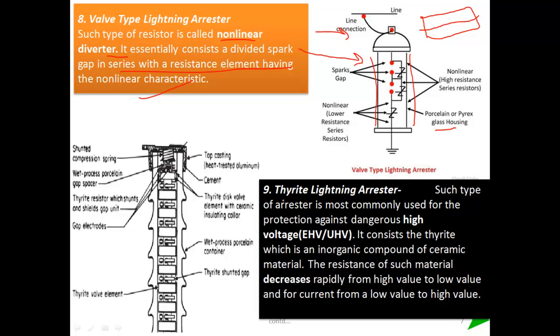Now the next one is the thyrite lightning arrestor. This is most commonly used for protection against dangerous high voltage. Basically this type of lightning arrestor is used in EHV and UHV. This is important, it may be asked in any competition, which type of lightning arrestor is used in EHV and UHV systems. It consists of a compound, an inorganic compound, that is thyrite.